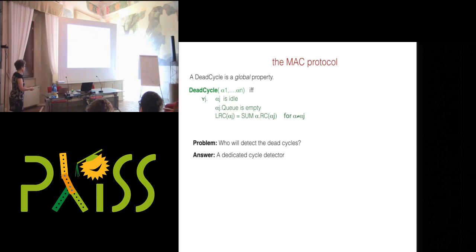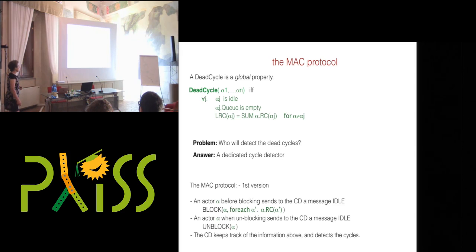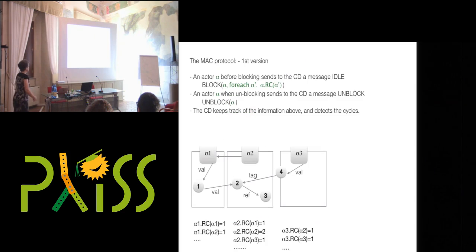There is a dedicated cycle detector, but then we have the problem that we're talking about a global property, and this property relies on information that changes. So the first version of the MAC protocol says, before blocking, you send the cycle detector a message, sorry for the idle there, saying I have blocked. You send your identity and the reference counts for all the other actors. When you unblock, you tell the cycle detector that you have unblocked, and the cycle detector keeps track of the information.